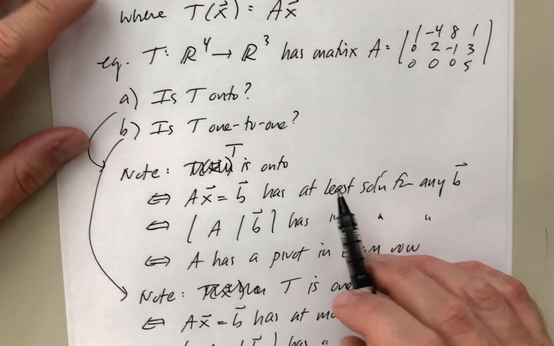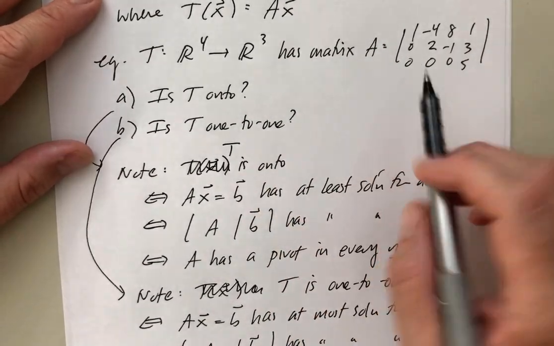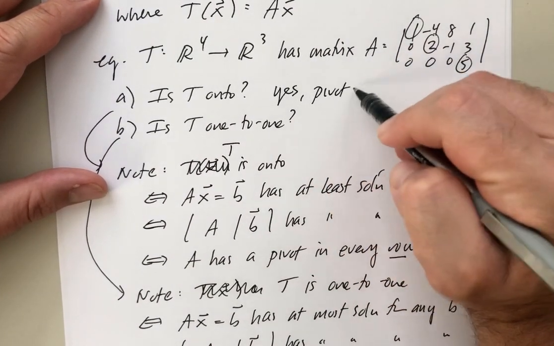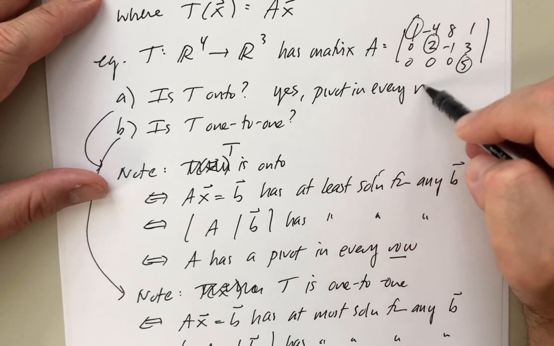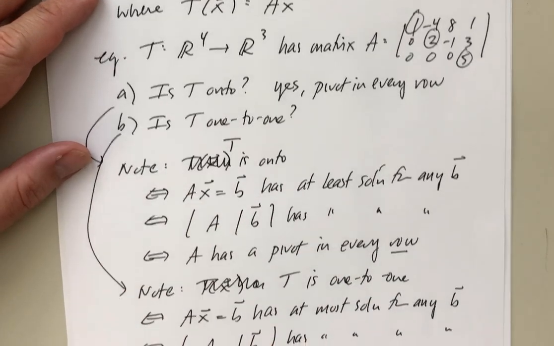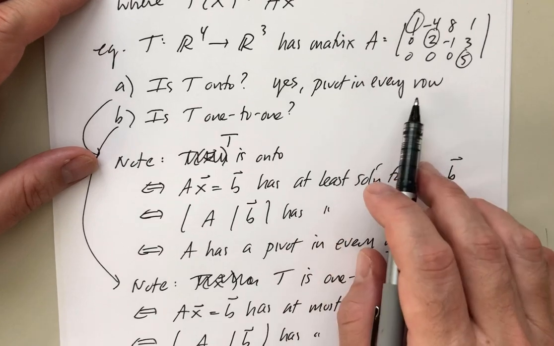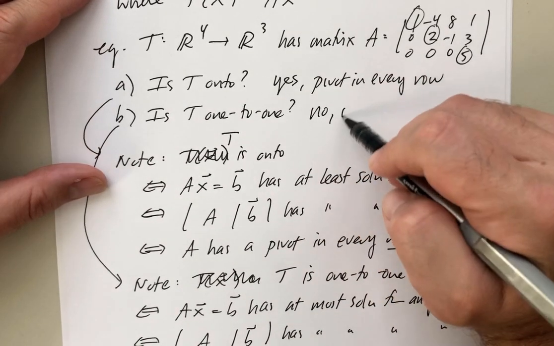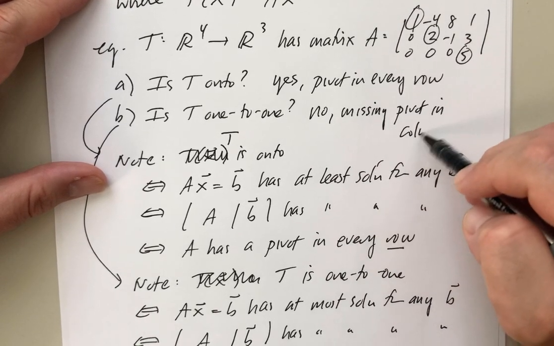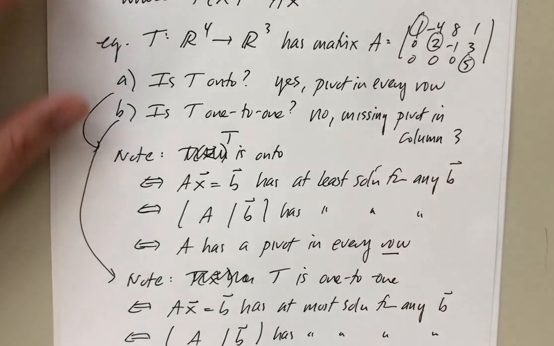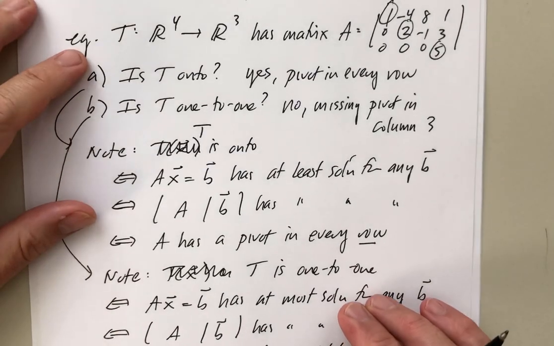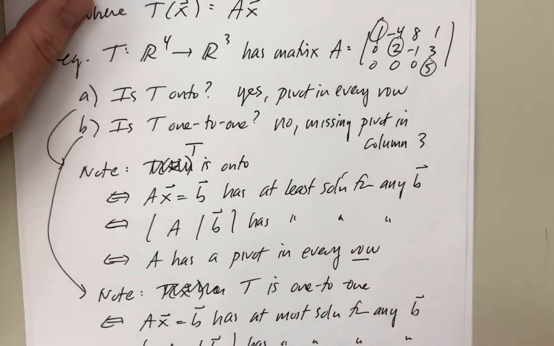Okay, so let's actually answer our question. Is this guy onto? Well, yeah, look, we've got pivots here, here, and here, right? So yes, pivot in every row. Remember, onto-ness is about rows. One-to-one if and only if you have a pivot in every column. Uh-oh, we're missing a pivot in column 3. So this is no, missing a pivot in column 3. That's how we translate this idea of onto-ness and one-to-oneness to just systems that we know and love.